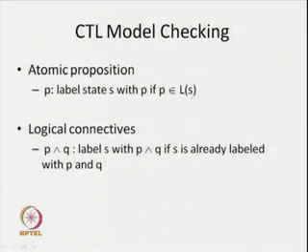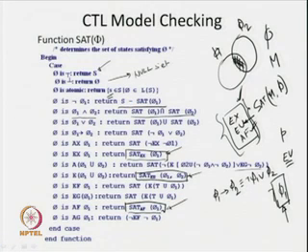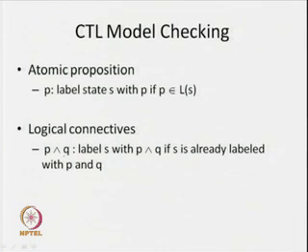Similarly, if we have any logical connectives, say P and Q, then label S with P and Q if S is already labeled with P and Q. If it is phi 1 and phi 2, then we look for the intersection of these two sets of states, the states where both P and Q are true. So, if S is already labeled with P and also labeled with Q, then we can label this state with P and Q. Like that we can go for any other logical connectives.